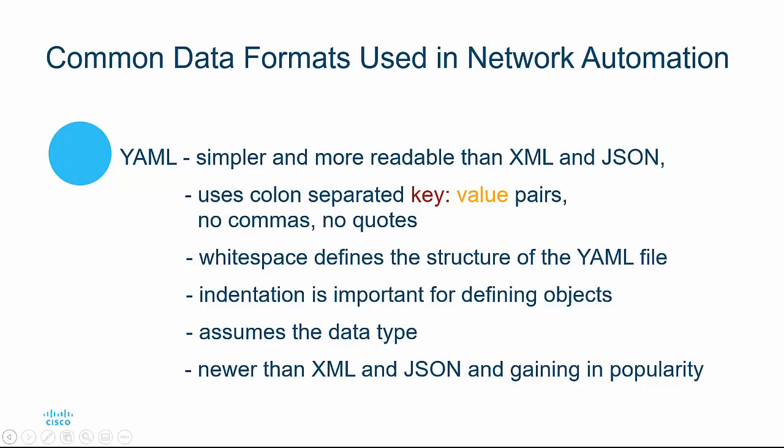YAML is simpler and more readable than both XML and JSON. It uses colon-separated key value pairs, where no quotes are necessary, or commas. Whitespace defines the structure of a YAML file, in comparison to XML and JSON, and indentation is important for defining the objects. YAML will try to assume the type of data, or data type. YAML is newer than XML and JSON and gaining in popularity, especially with network programmability.